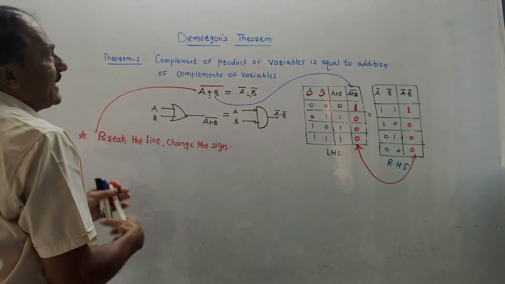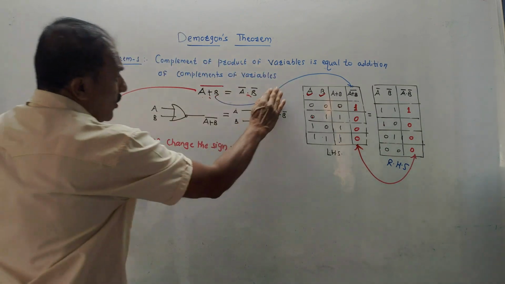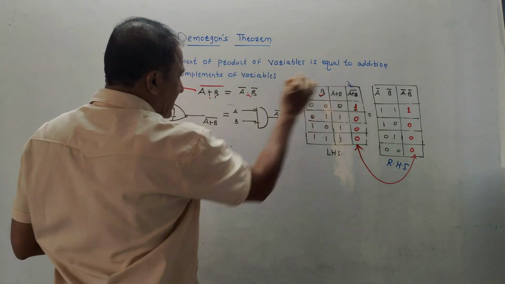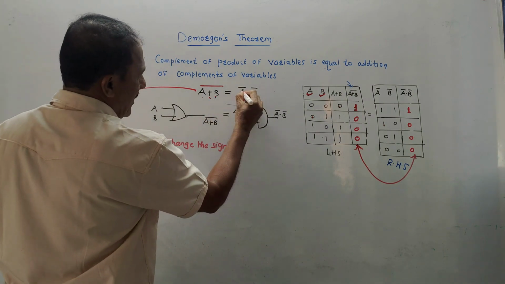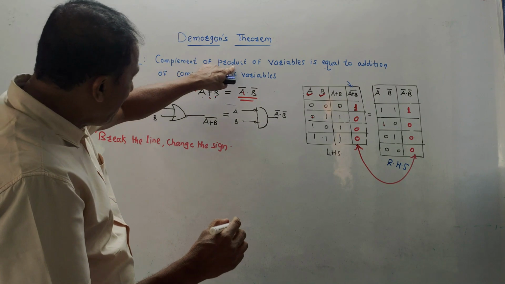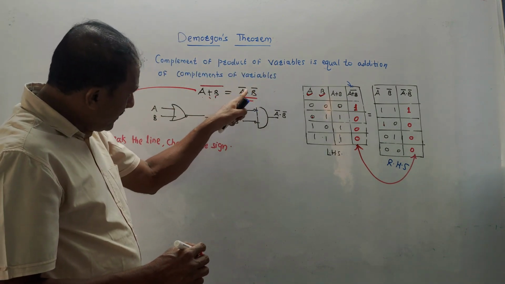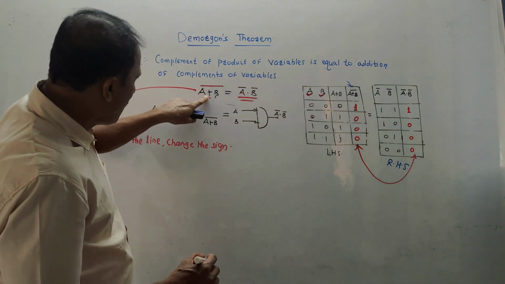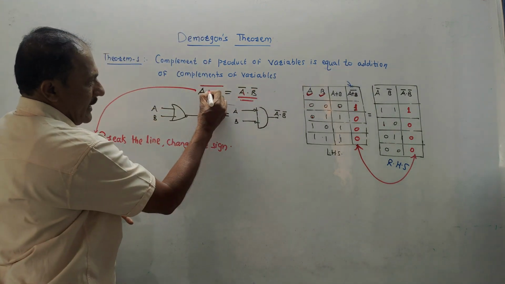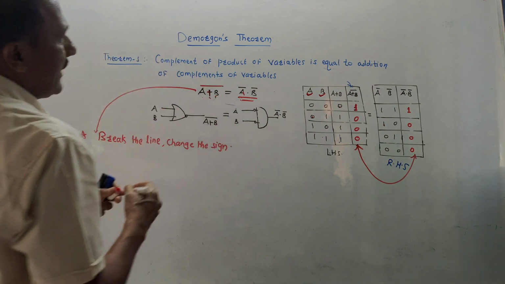What does the statement indicate? Complement of product of variables. Now don't do it like a normal case. Consider the RHS first. So the RHS is this A bar dot B bar. What do we have written? Complement of product of variables. You are taking the product of these complements, A bar dot B bar, which is equal to the addition of complemented variables. Take addition and then the complement of variables. So this is theorem 1.